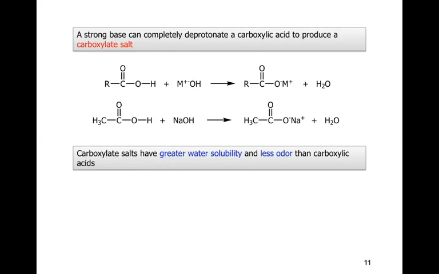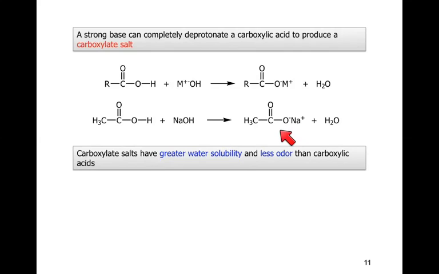This really has two effects. Most importantly is the much greater water solubility that the carboxylate salts have. If you take acetic acid, for instance, like is shown here, deprotonated with sodium hydroxide, you form sodium acetate, which has very high solubility in water.